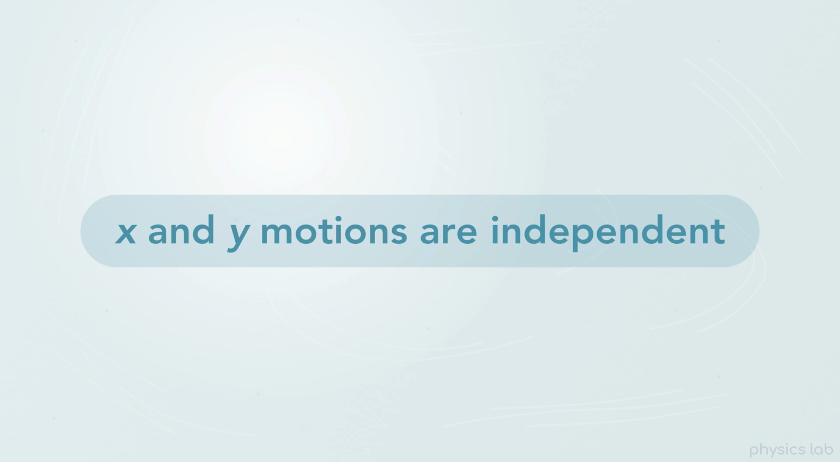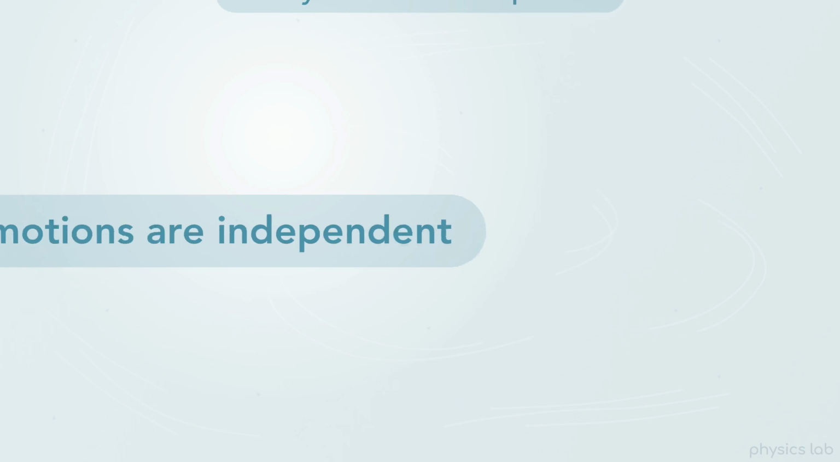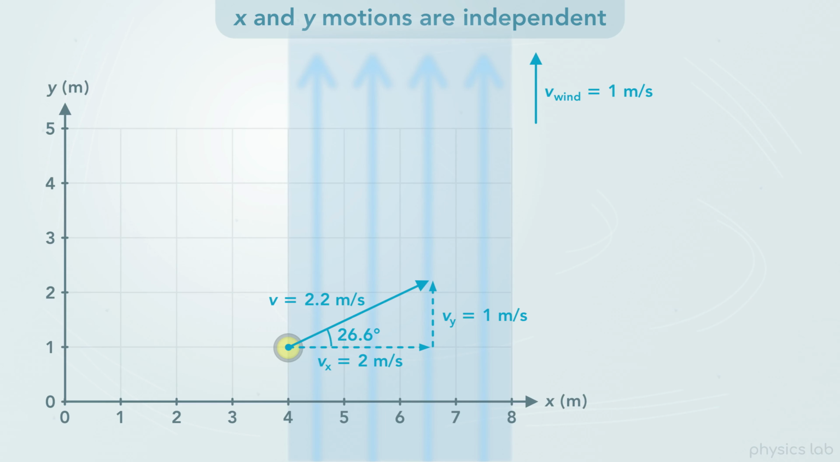There's an important concept we need to talk about, which is a fundamental part of motion and forces. And that's the fact that the x and y motions are independent. In the last example, if the stone's actual velocity was 2.2 meters per second in this direction, then why do we care about these things called components? Why is it useful to focus on the stone's motion in the x direction or the y direction?